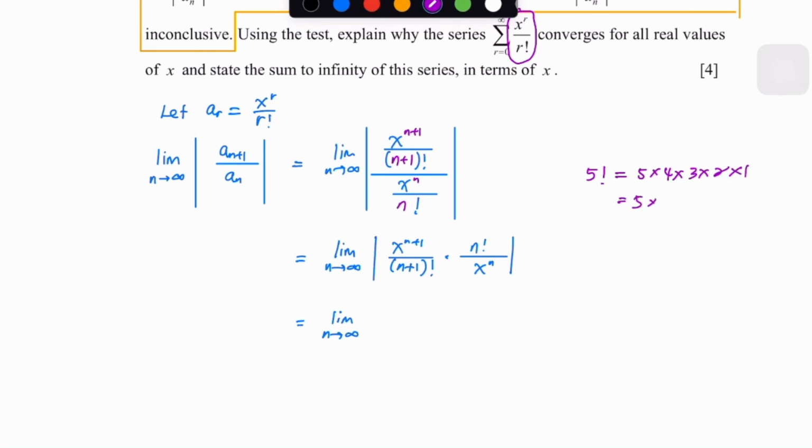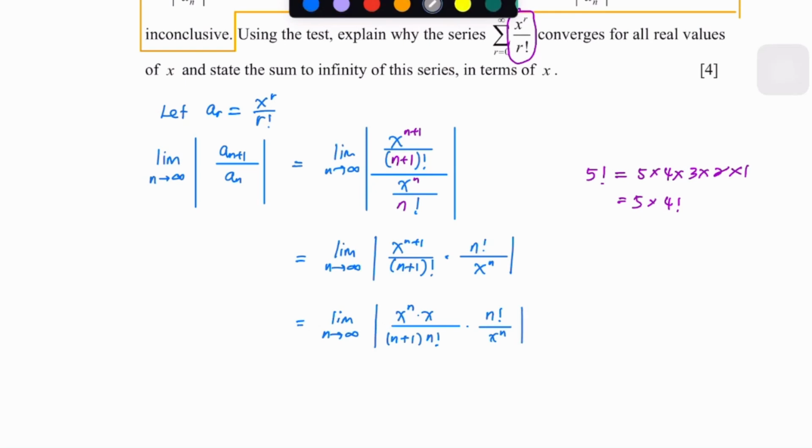This is 5 times 4 factorial. We can do something like that also. Okay, so how do I simplify? So this will be x^n times x, divided by (n+1) times n factorial, first one. Second fraction stays the same. I will break it out like that.